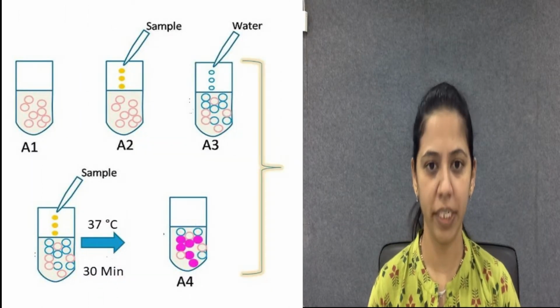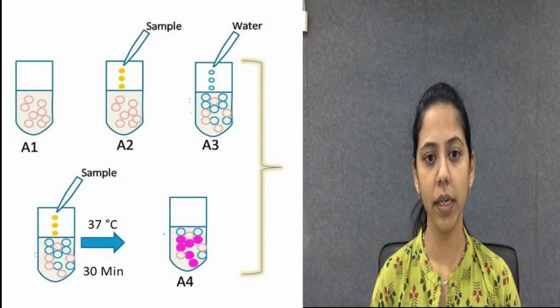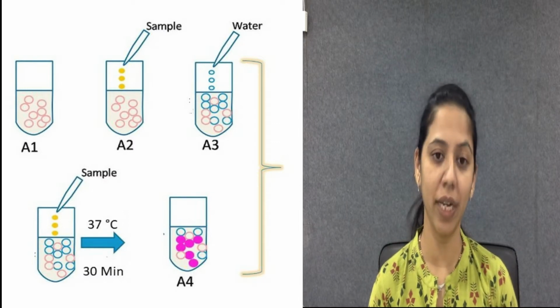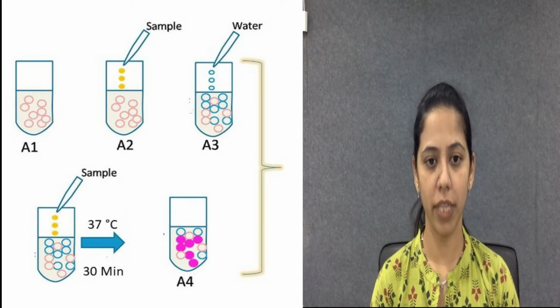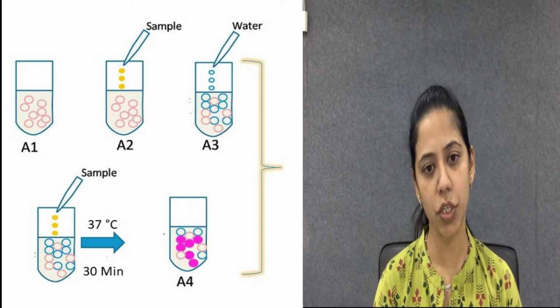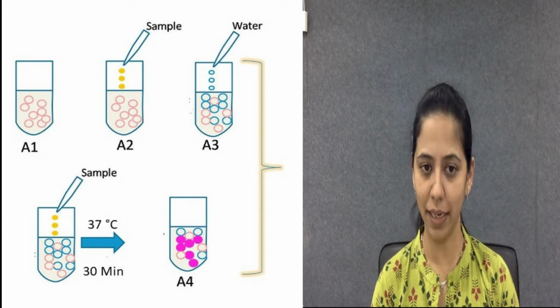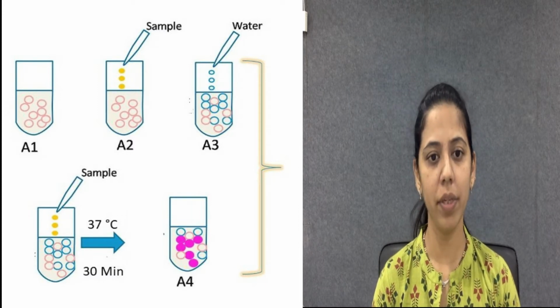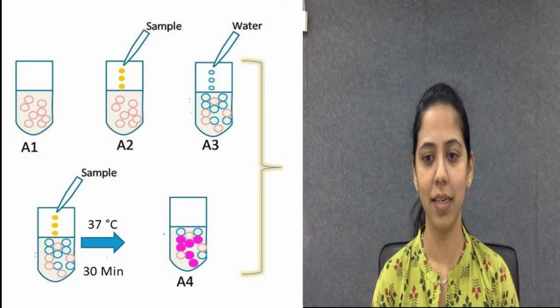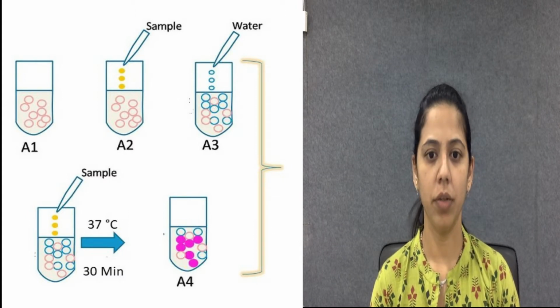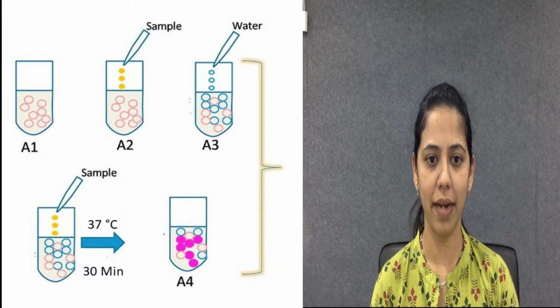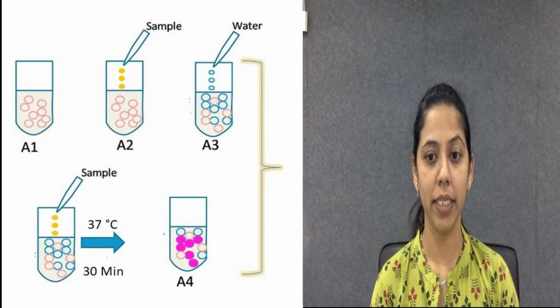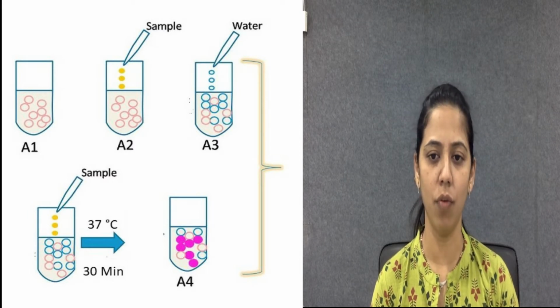Procedure for the biuret test. Now practically how we can form this purple violet color. For that we need 3 test tubes. Thoroughly clean the test tubes and label them blank, standard and test. Now to the blank test tube add 3 ml of water, while in standard and test add 2.9 ml of water.